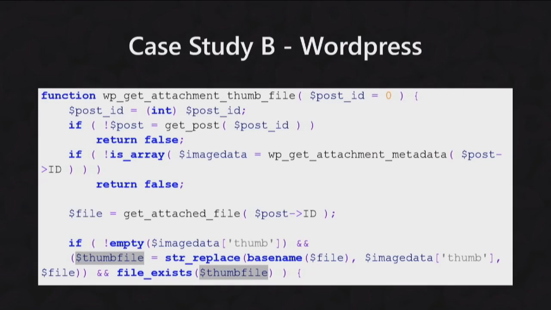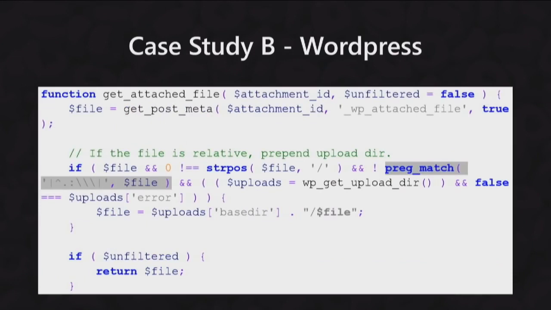So we can completely control this value image data thumb, and we can partially control the value of file. File comes from get attached file. If we look at the code from get attached file, in most circumstances it prepends the application's upload path, but there are certain circumstances in which it doesn't. If the value of file starts with a slash, then it's an absolute Linux path, and it doesn't bother prepending it, but that's no use to us.